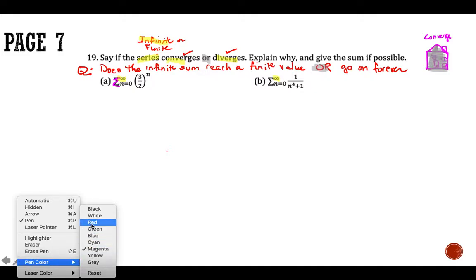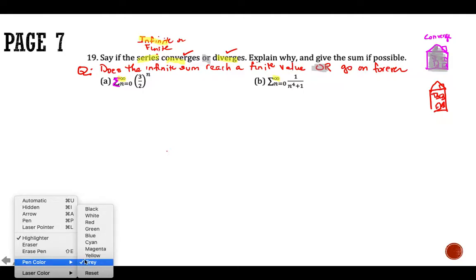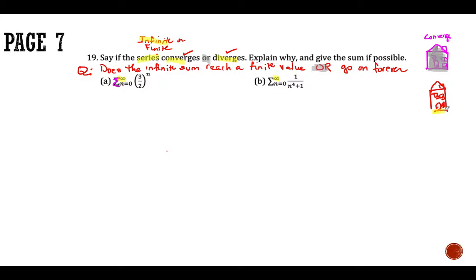However, if you have another house where you are adding values, and here's your first term, and then you add the second term, and the third term, and the fourth term, and you keep adding, but the numbers that you're adding are big enough that they eventually bust out of the house, we call that diverging.